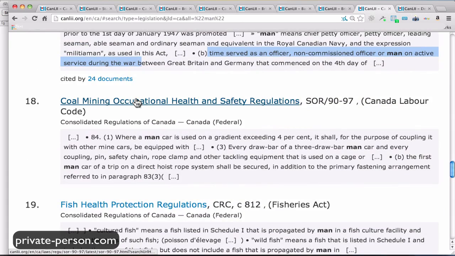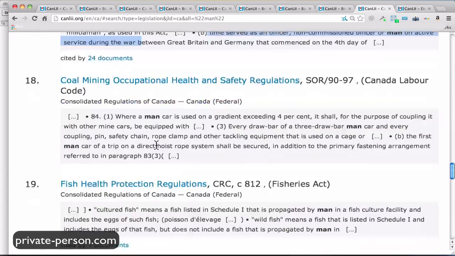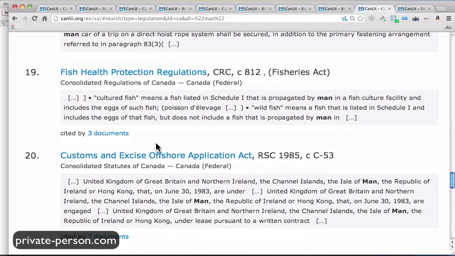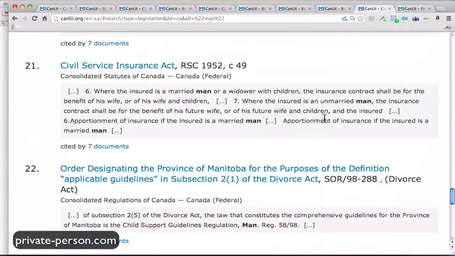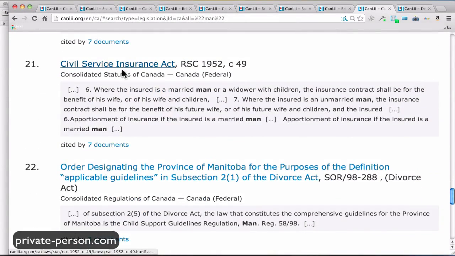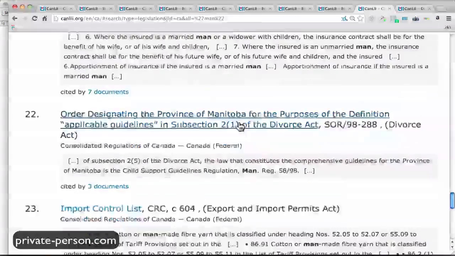Here we go. Coal mining occupational hazard. A man car. Oh, that's something inside a mine. Never mind. Here we go. Fish. Or is propagated by man in a fish culture. Propagated by man. Okay, so fishing and military. Civil Service Insurance Act, where the insured is a married man, unmarried man, married man. Okay.